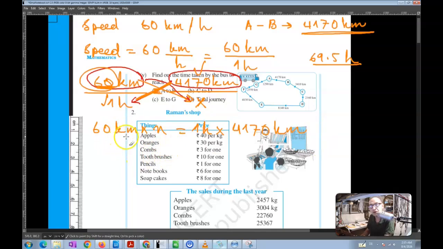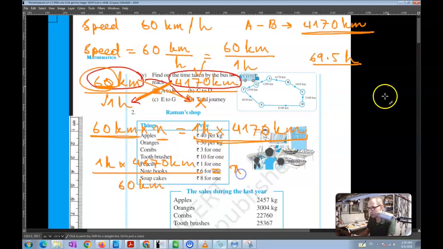Now again we have an equation. To solve this equation, I'll take the number which is alone on one side of the equation and write it on the numerator. So I write 1 hour times 4,170 kilometers, and then I divide it by this number, 60 kilometers, so that I can do some calculation. I had written over here a 6 kilometer, which was the reason why the number got so large, and that's supposed to be equal to x, right?